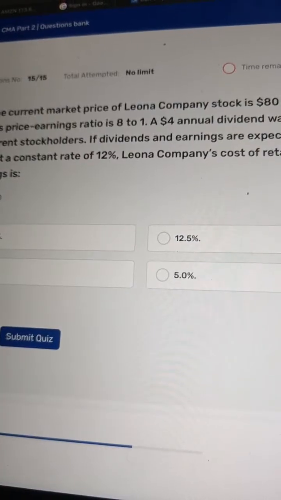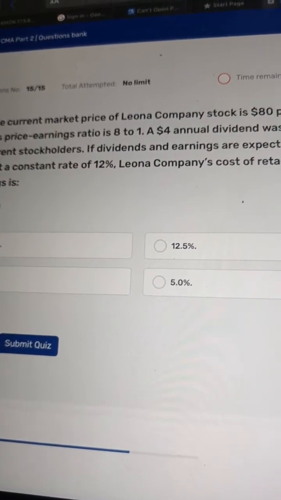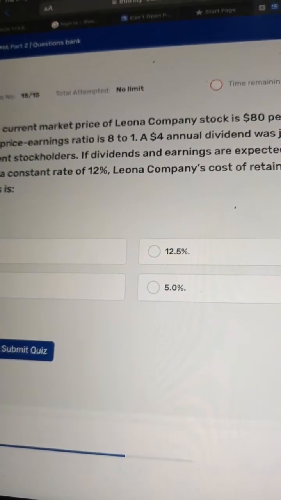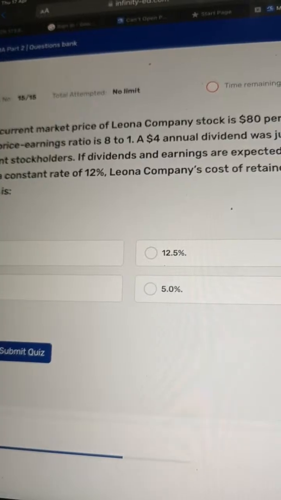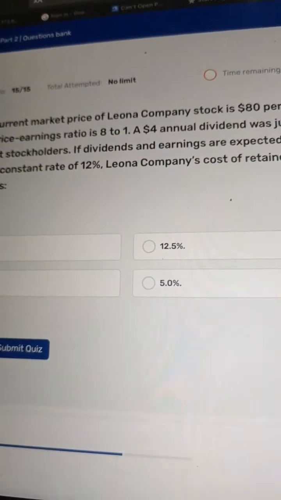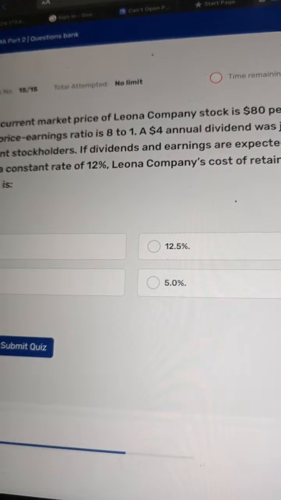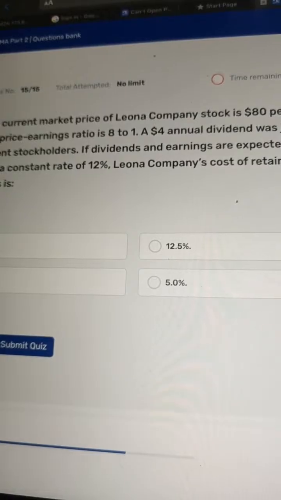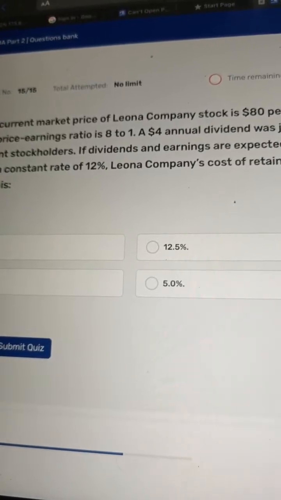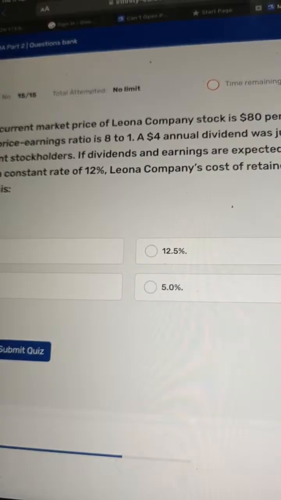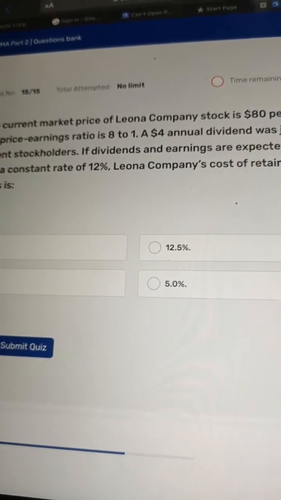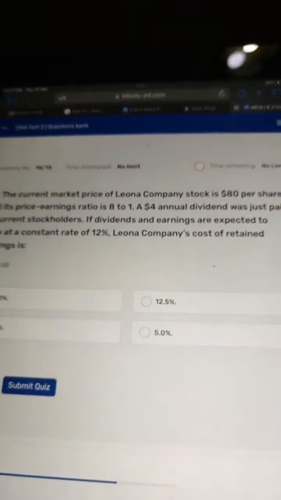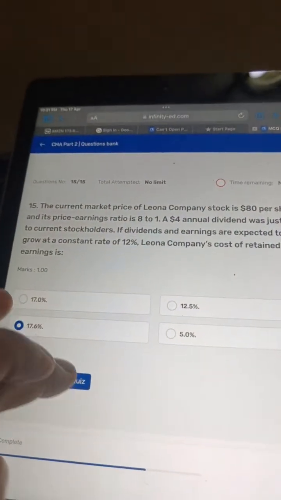0.12 multiplied by 80 is 9.6. 1.12 multiplied by 4 plus 9.6, divided by 80, multiplied by 100, equals 17.6. The answer is correct. Now let's submit this.